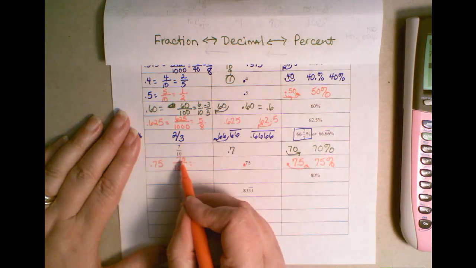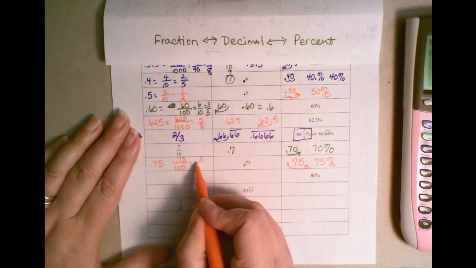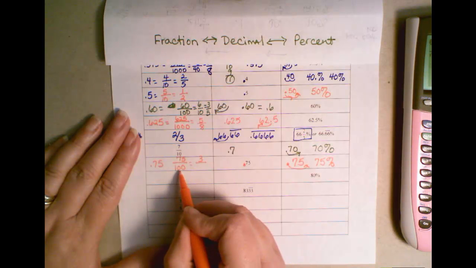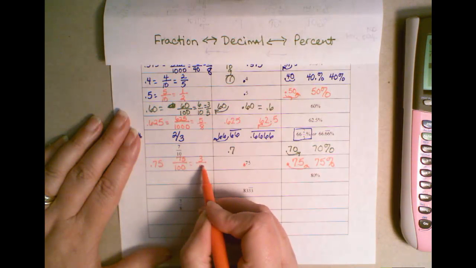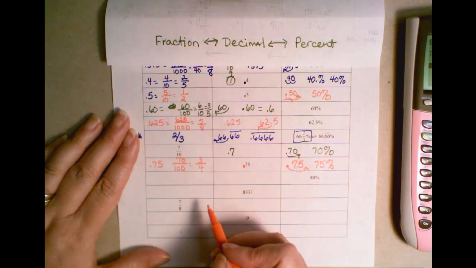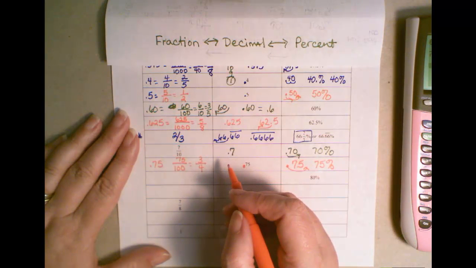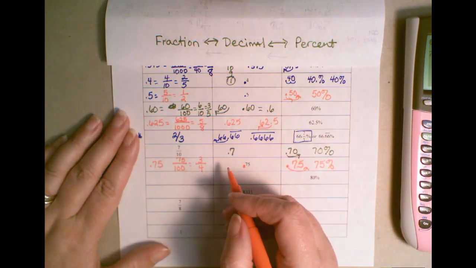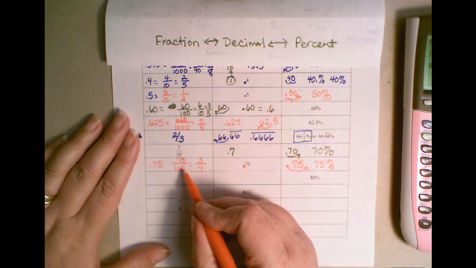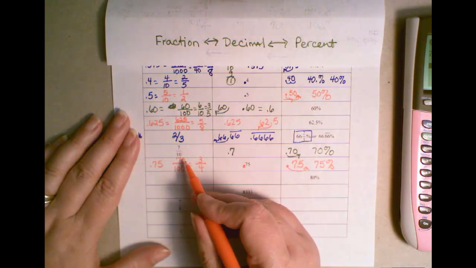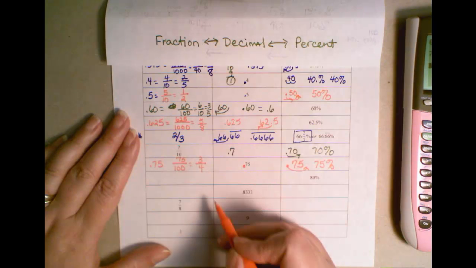25 goes into both. 25 goes into 75 3 times. 25 goes into 100 4 times. And you say, well, how can she do that so fast? Well, remember, we're talking about quarters. How many quarters, 25 cents, are there in a dollar? It's 4. And how many are in 75 cents? It's 3.